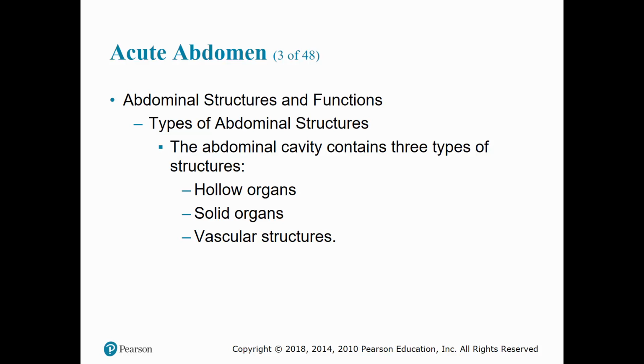So what exactly can we find in the abdomen? Well, the abdominal cavity contains 3 different types of structures. We have hollow organs, solid organs, and vascular structures. Hollow organs contain some type of substance that might leak into the abdominal cavity if the organ is perforated or injured. It's kind of like, think of Tupperware. A hollow organ has structures to the outside, but it can contain things inside of it.